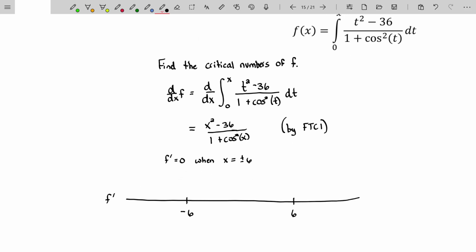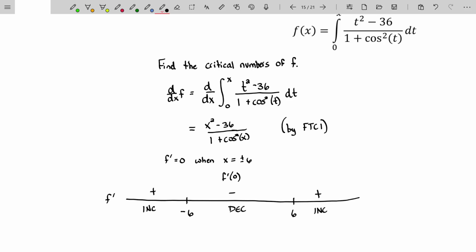Draw out a number line and then test values. Let's just pick something in this middle region. When you plug in 0 to f prime, you'll get a negative. So our function was decreasing on that interval. When you plug in any number greater than 6 or less than negative 6, it's the same situation because you're squaring it. So that'll be something greater than 36 minus 36, that's positive. The denominator is always positive. So in both cases these are positive and your function is increasing on both of those intervals.